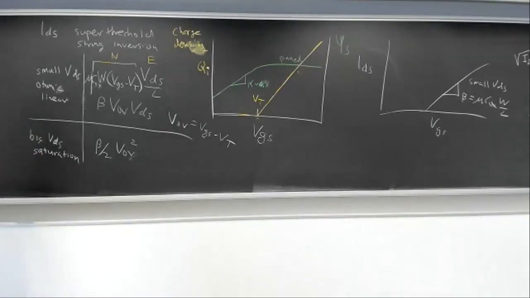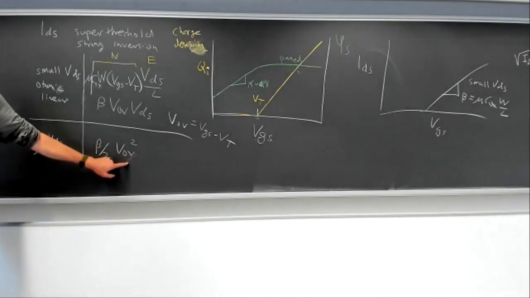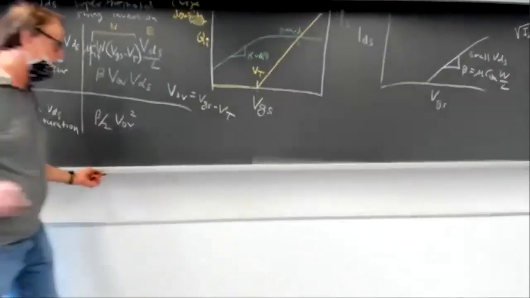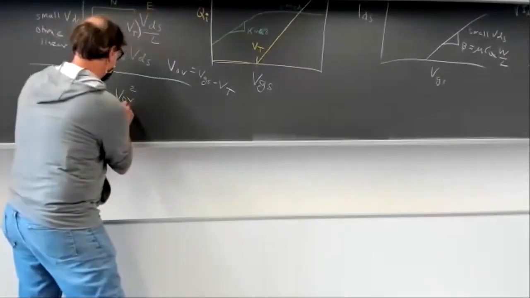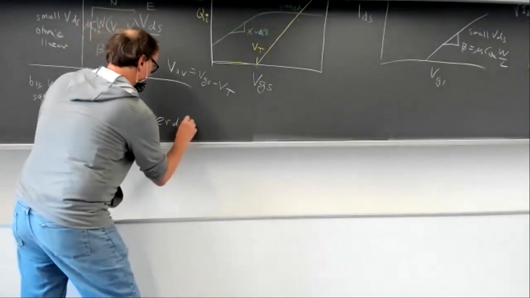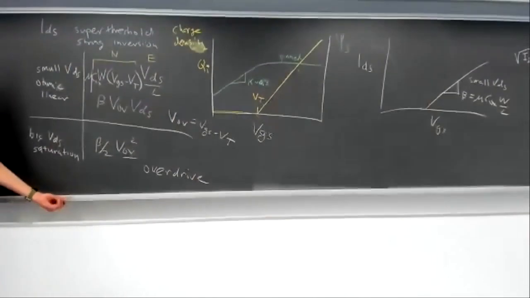Why is the overdrive multiplied with, not added to, the drain source voltage? For this equation here.